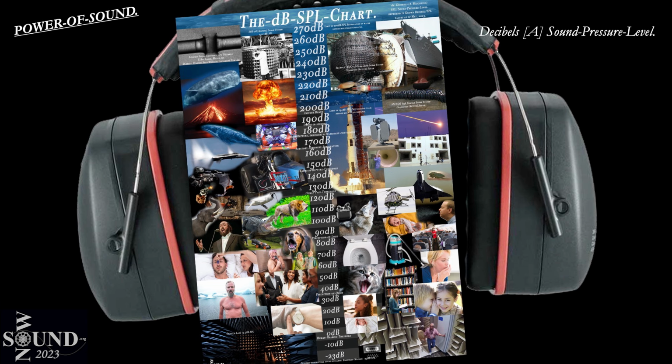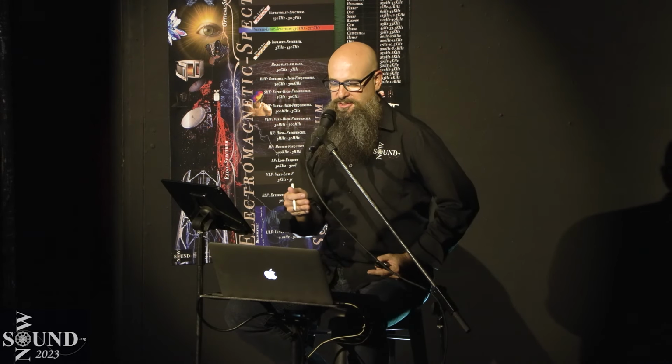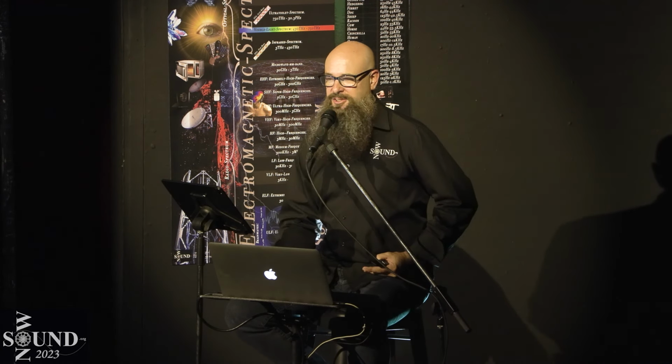Decibels is how we measure sound. And then there's a beautiful poster that we made over there. This is the official Now Sound 2.0, the dB SPL chart. dB means decibels, SPL means sound pressure level, because sound is a pressure. It's a mechanical molecular pressure, so we use the word SPL.